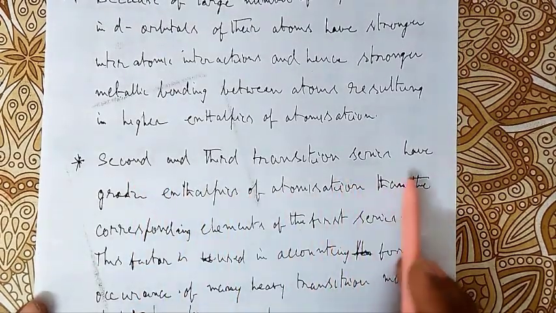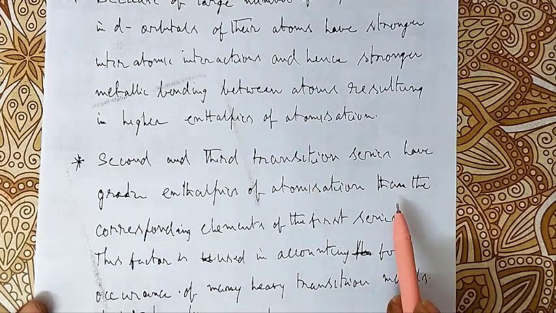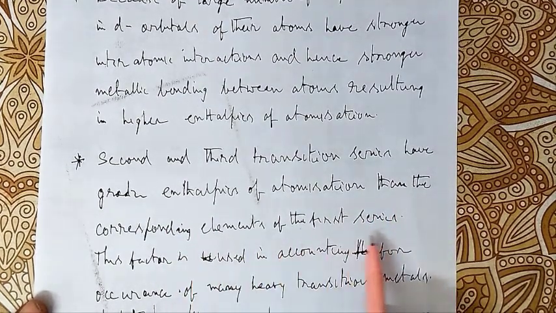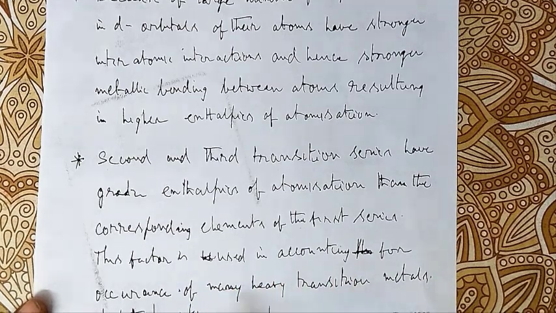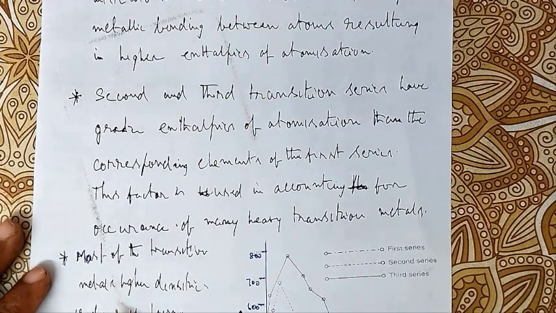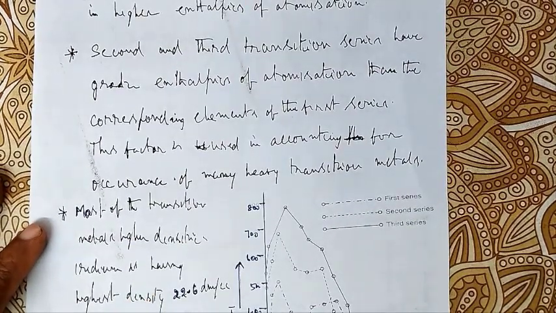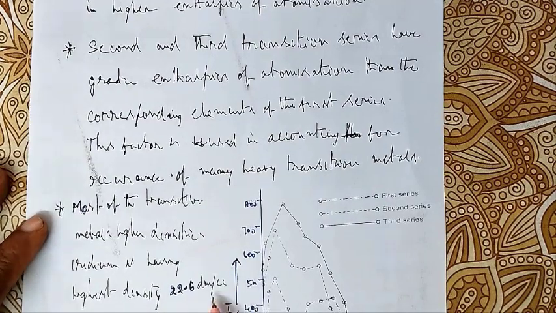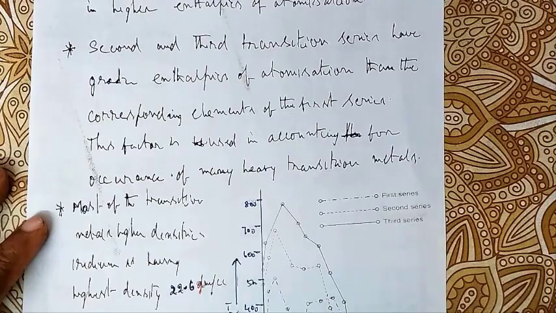Second and third transition series have greater enthalpies of atomization than corresponding elements of the first series. This factor is used in accounting for the occurrence of many heavy transition metals. Most of the transition metals have higher densities. Iridium has the highest density of 22.6 gram per centimeter cube.